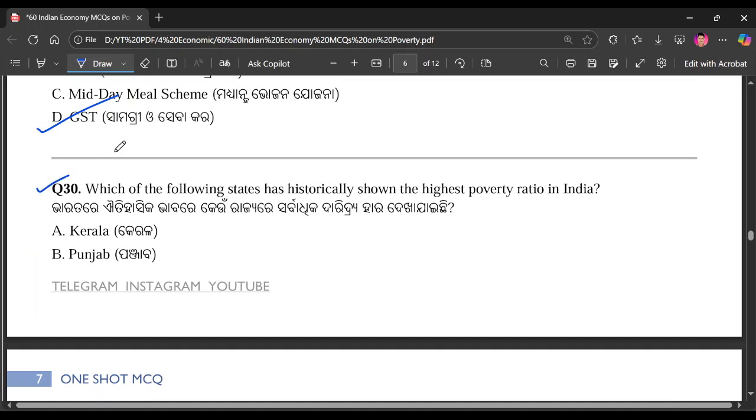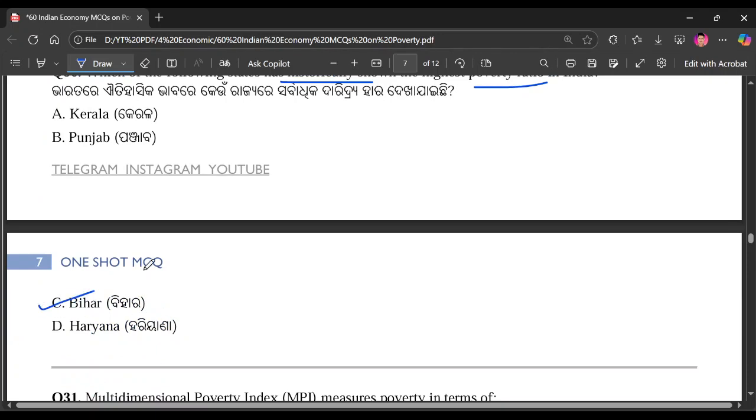Question number 30. Which of the following states has historically shown the highest poverty ratio in India? Right answer is option number C, Bihar.